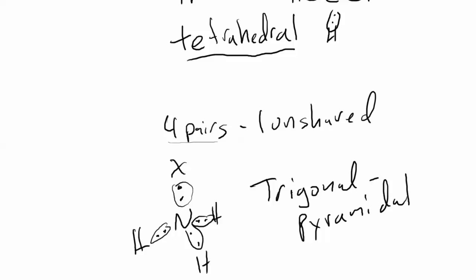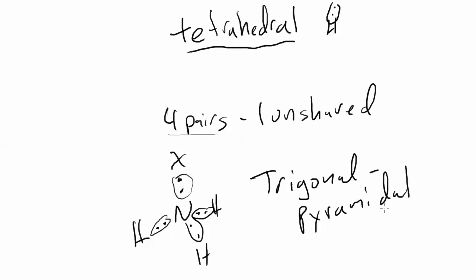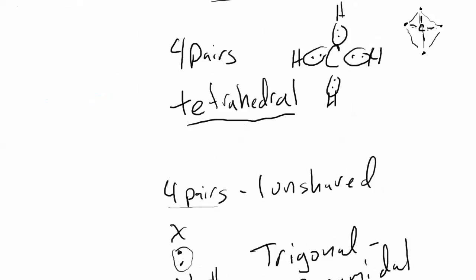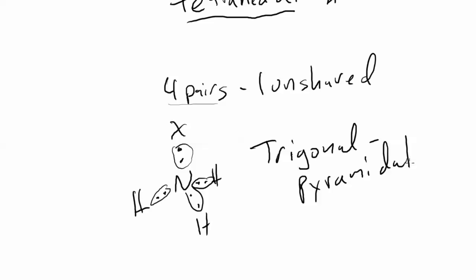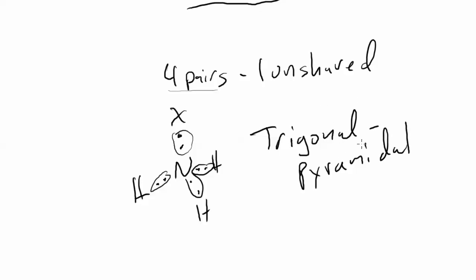Now, sometimes chemists drop the trigonal from the pyramidal, and they'll just call this shape pyramidal. But if you have a question about that in a quiz, you can go ahead and ask me, and I'll assist you with the vernacular there. The trigonal pyramidal shape is the one where there's 4 pairs of electrons, and one of them is unshared. There's no atom at the end of it.